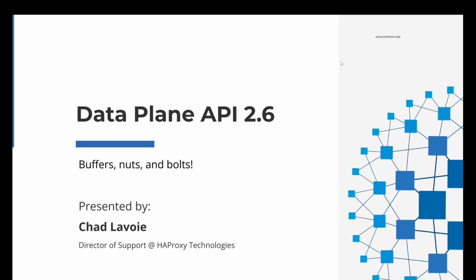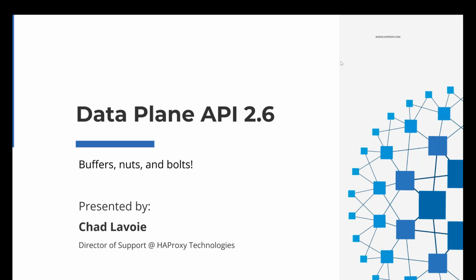But the Data Plane API checks its configuration according to the local HAProxy version. So you can use it with any version, even if it supports syntax that the underlying HAProxy may not.